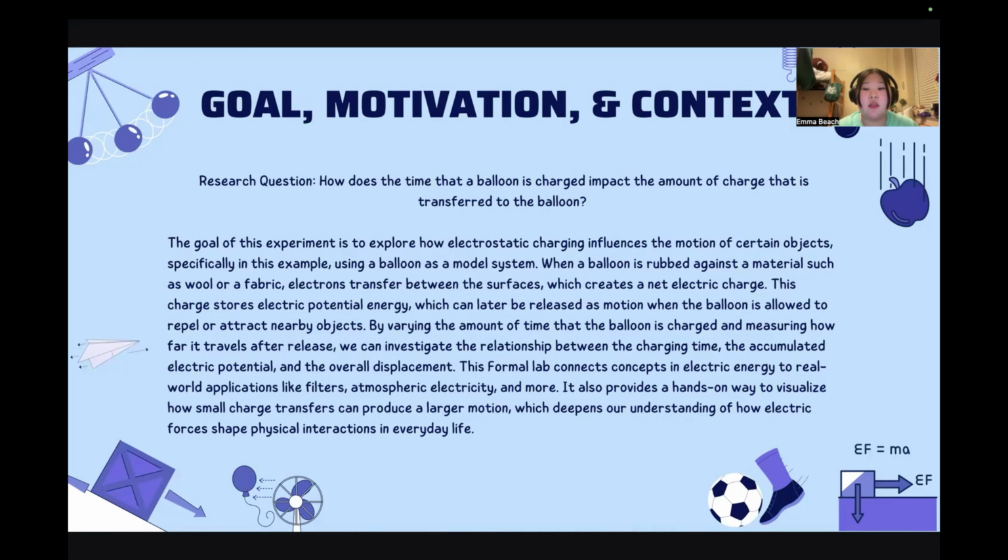This formal lab connects concepts in electric energy to real-world applications like filters, atmospheric electricity, and more, and it also provides a hands-on way to visualize how small charge transfers can produce larger motion.